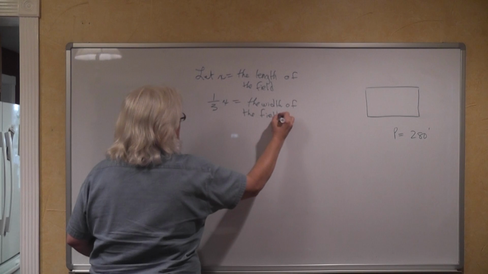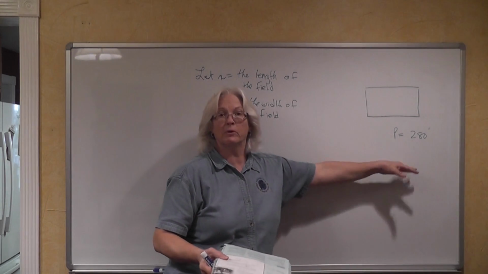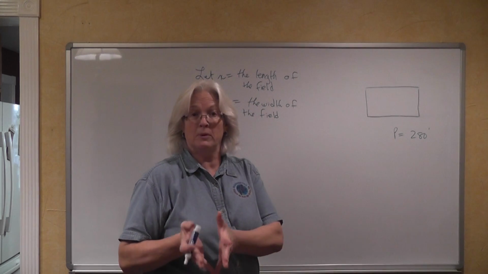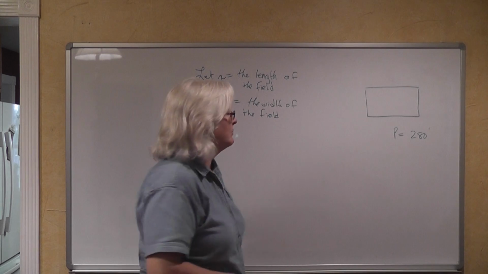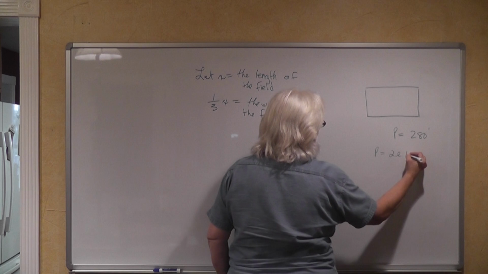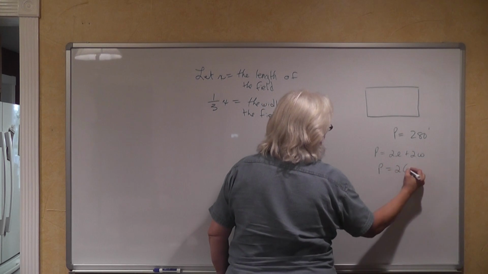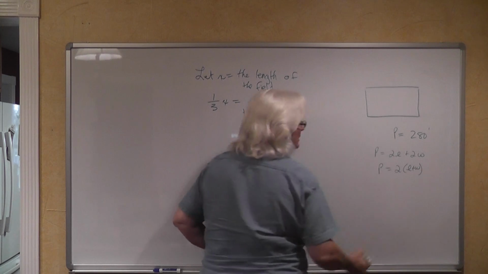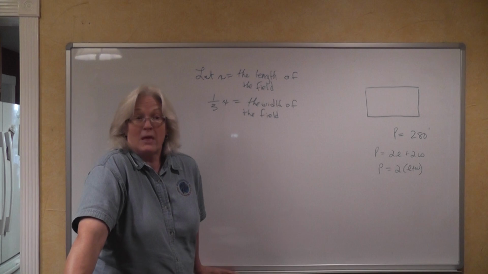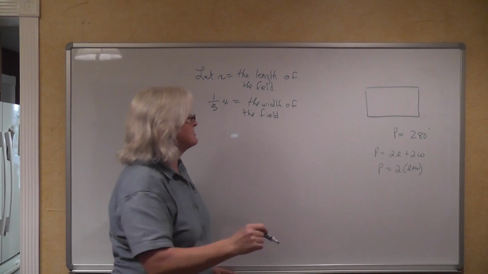Now, what equation can we come up with utilizing the perimeter and the length and the width of the field? Well, probably most of you will remember from pre-algebra that the perimeter is twice the length plus twice the width. You could also say that the perimeter is twice the length, the quantity of the length plus the width, but they don't even want you to remember that much. They simply want you to understand that perimeter is the distance around.